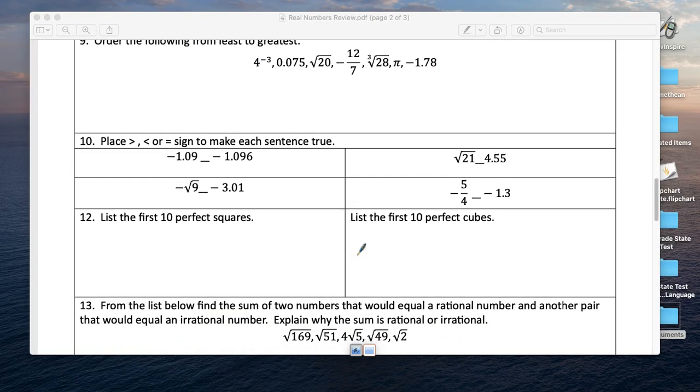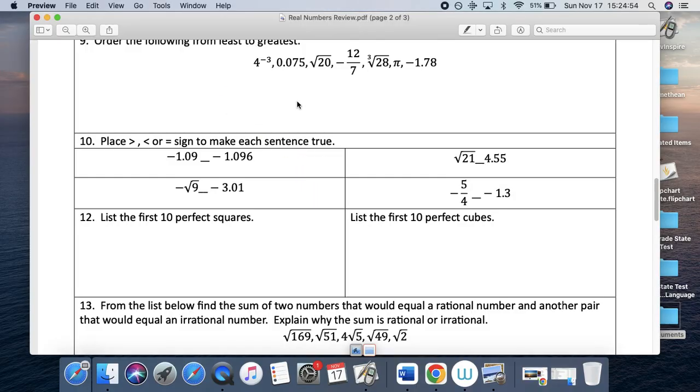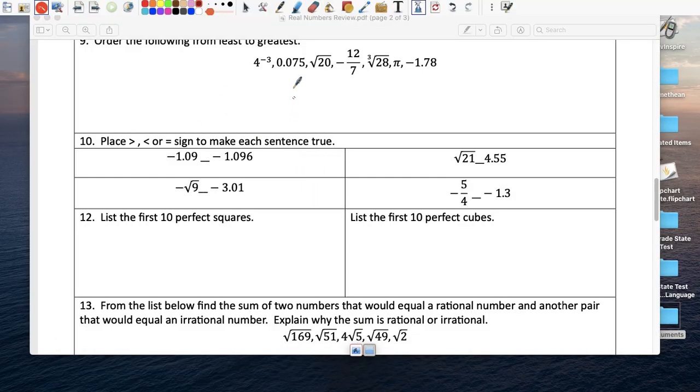For this one, again, I'm going to draw a number line. Remember, on the number line, when you place two numbers, the number to the left is always the smallest, and the number to the right is always the greatest. That's it. There are no tricks here.